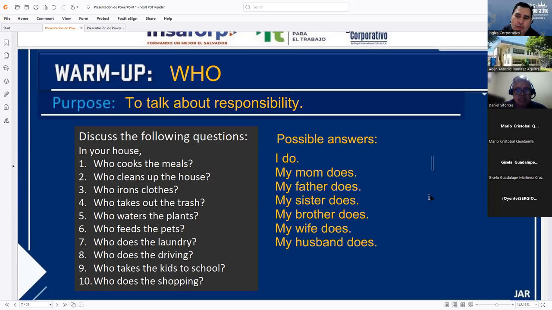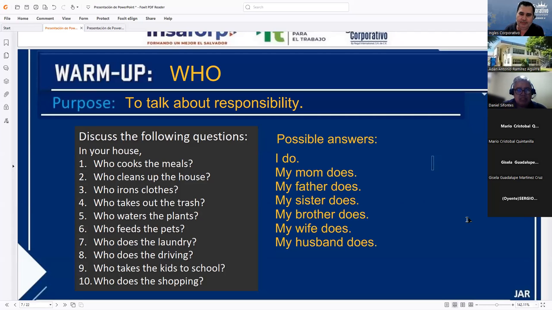Who cleans up the house? Who does the cleaning? Okay, and who irons clothes? Who takes out the trash? Who waters the plants? Who feeds the pets? Okay, takes out the trash, takes out the garbage. Who gets the bag of garbage and goes to the street with the garbage? Okay, and who waters the plants? Who irrigates the plants?